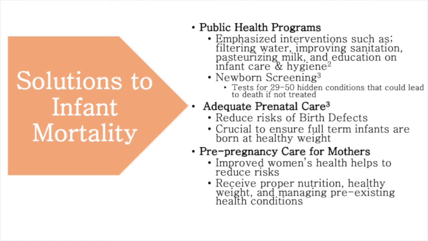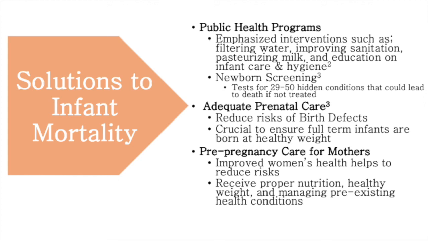Another public health program that was used as a proposed solution is newborn screening, and this would test for between 29 and 50 hidden conditions that could lead to death if not treated. Another very important solution to infant mortality is adequate prenatal care. This reduces the risk of birth defects, which were a major cause of infant mortality, and it is crucial to ensure full-term infants are born at a healthy weight. An example of prenatal care would be taking folic acid before and during pregnancy to prevent neural tube defects that could lead to birth defects.